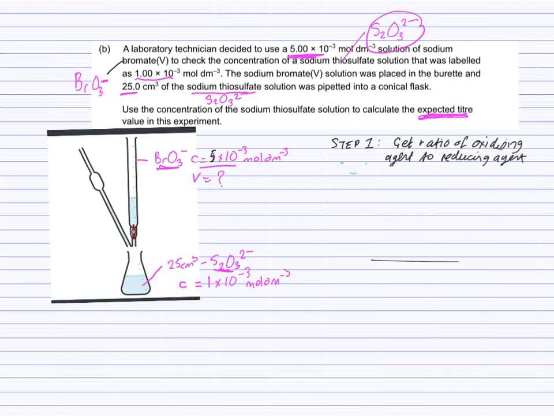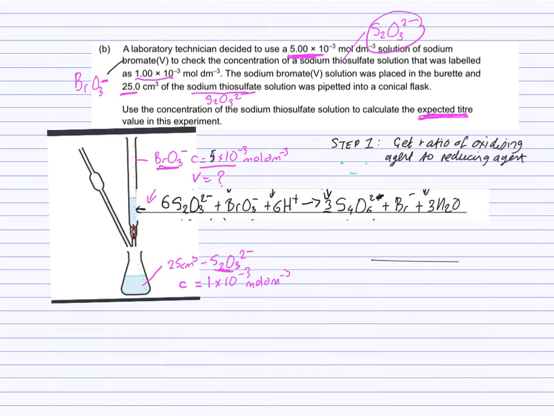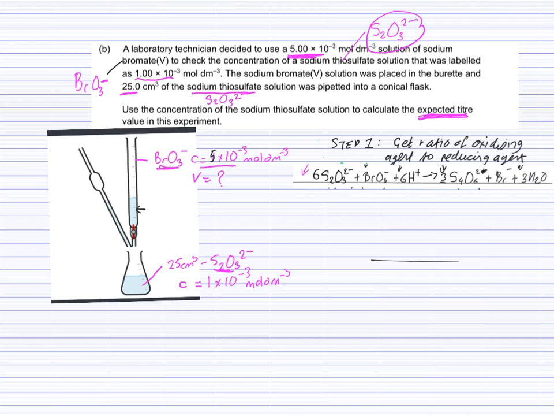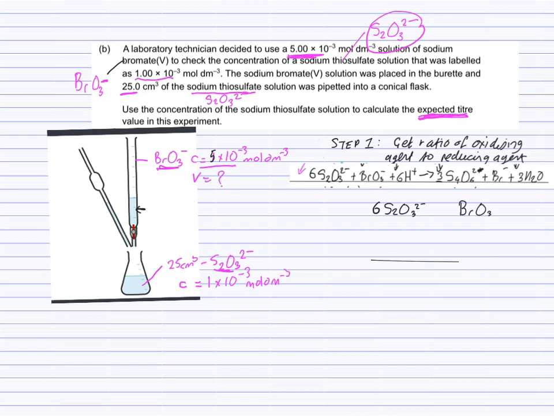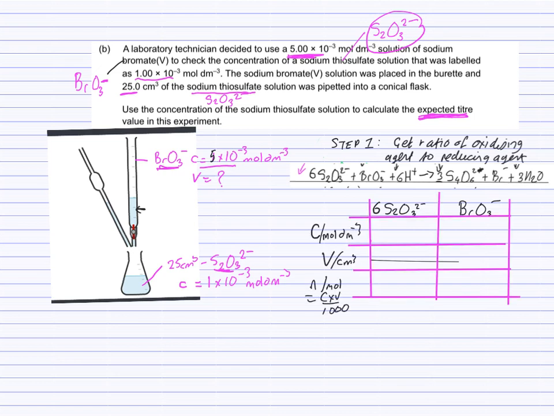The titer is the volume of the bromate(V) that's coming out of your burette. So what we're now going to do is find the ratio of the oxidizing agent to reducing agent from the balanced equation we had on the previous part of the question. And what we can see here is that 6 moles of the S2O3, the thiosulfate, so that's the sodium thiosulfate, we leave out the sodium because it's a spectator ion, to every 1 mole of the sodium bromate(V). Again, we leave out the sodium because it's a spectator ion.